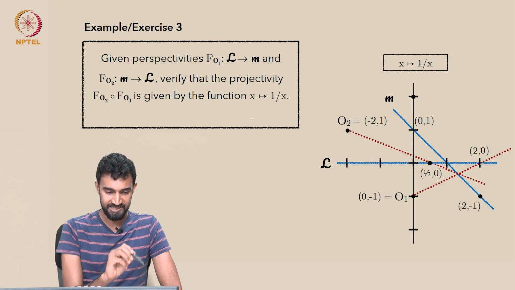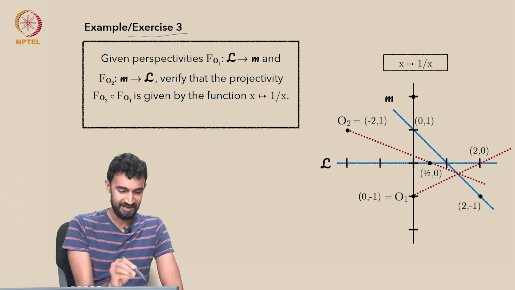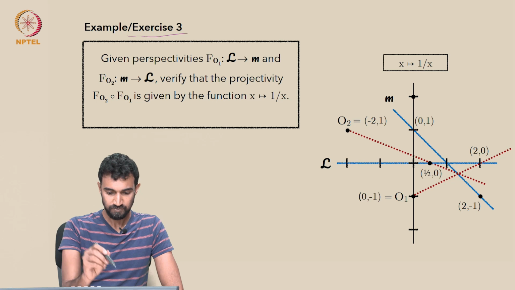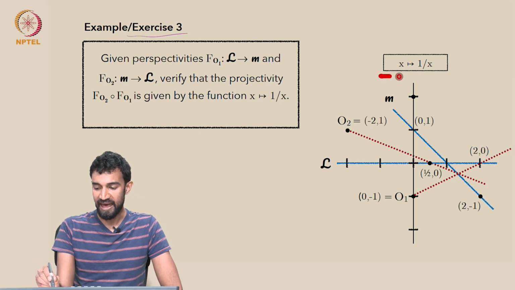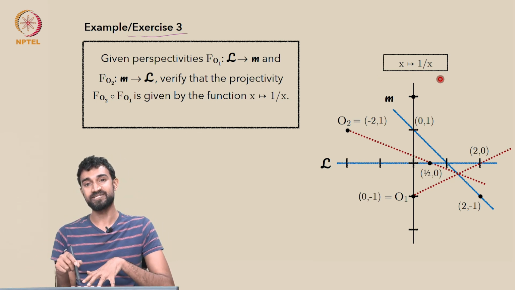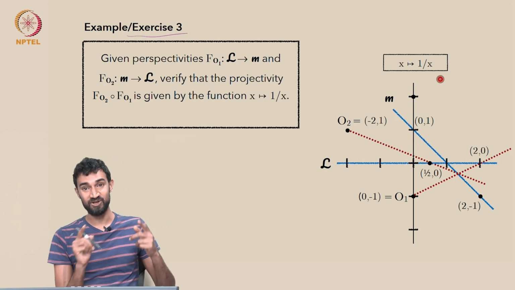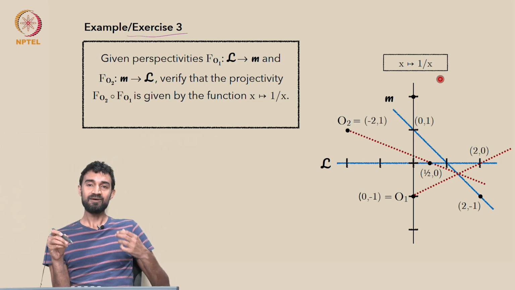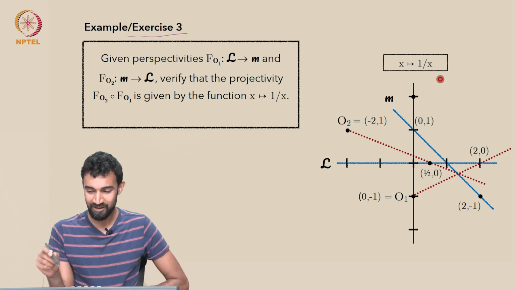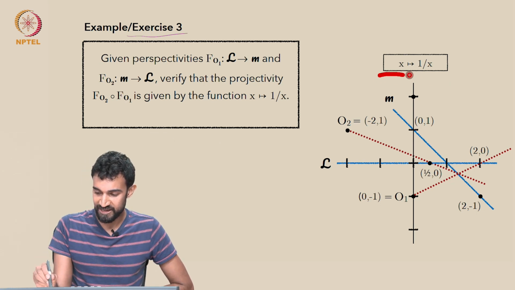And let's see one third example. This is another function. X goes to 1 over x. By the way, these functions aren't fully random. There's a reason that I'm choosing these functions to look at as projectivities, and we'll see why. So let's look at x goes to 1 over x.